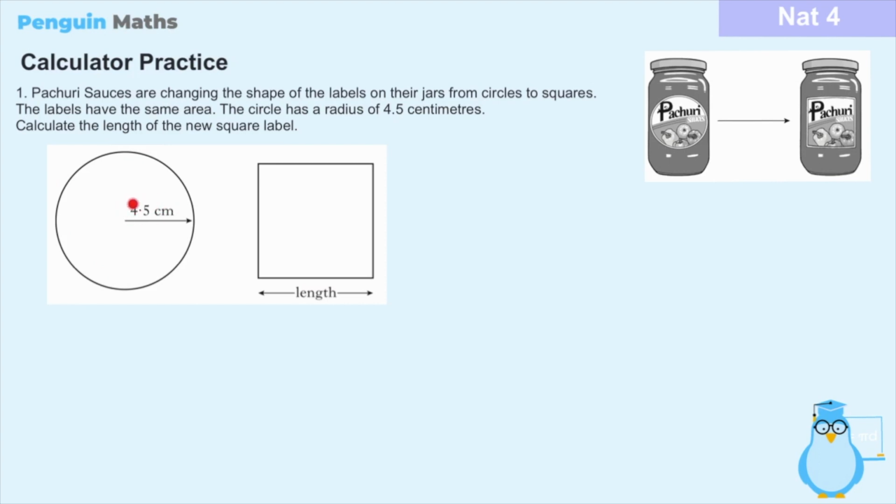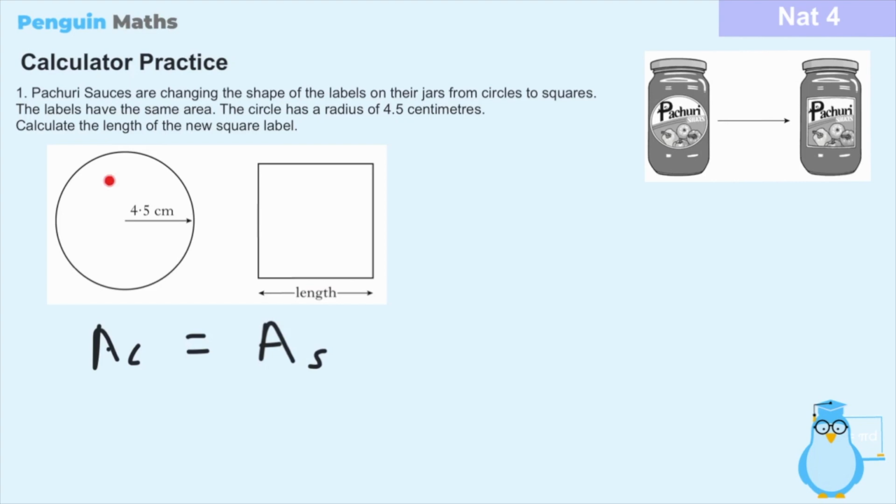So if we were to draw this out, we can see that the old label was a circle, and we're told that the radius of the circle was 4.5 centimeters, and here is the new label, which is square shape, and we're also told that the area of this label is equal to the area of this label. So if we are to write this out, we can say that the area of the circle, which I'm just going to call AC, is equal to AS, just for area of the square.